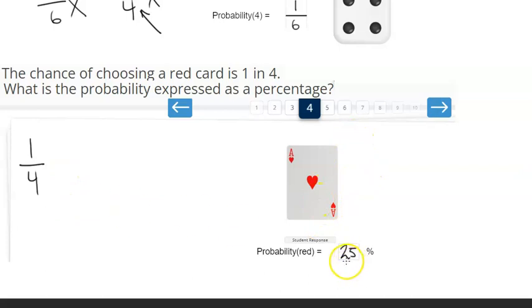1 out of 4, 25%, or 0.25. All the same in representing this particular probability. There are just 3 different ways to express it. They want it in percentage, so it is 25.